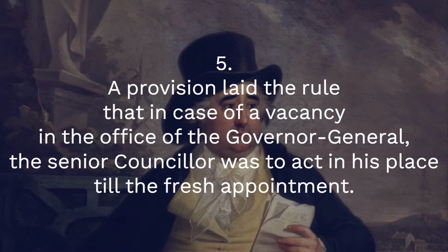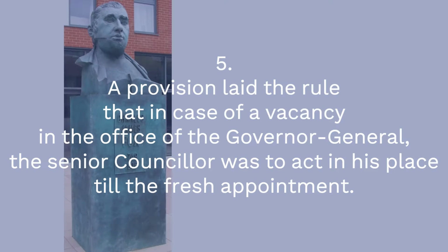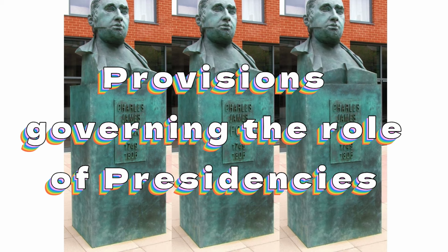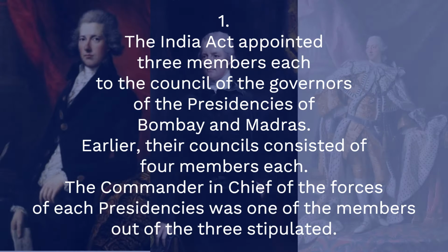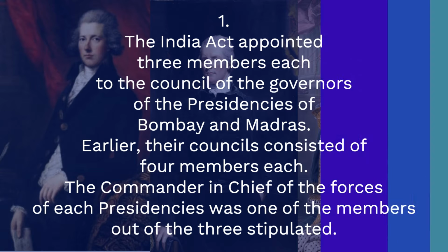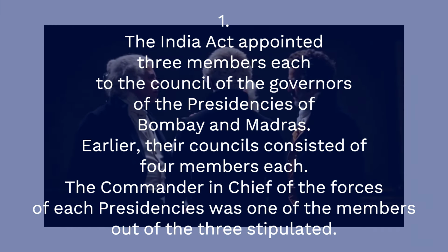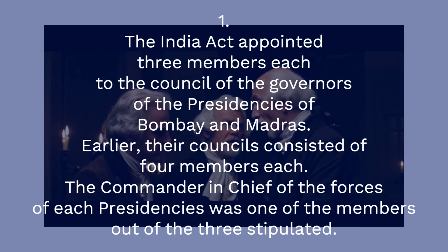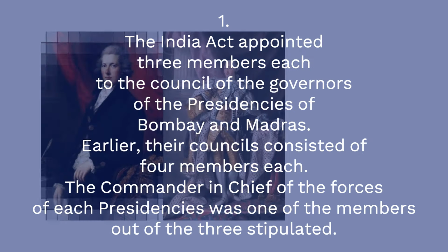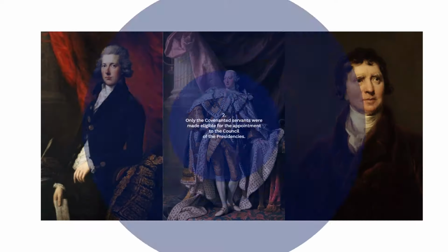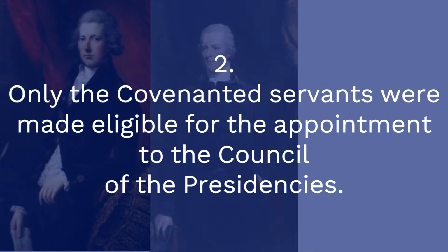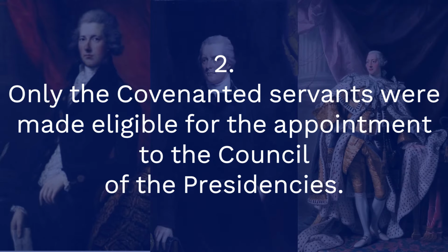5. A provision laid the rule that in case of a vacancy in the office of the Governor-General, the senior councillor was to act in his place till the fresh appointment. Provisions governing the role of presidencies. 1. The India Act appointed 3 members each to the Council of the Governors of the Presidencies of Bombay and Madras. Earlier, their councils consisted of 4 members each. The commander-in-chief of the forces of each presidency was one of the members out of the 3 stipulated. 2. Only the covenanted servants were made eligible for the appointment to the Council of the Presidencies.